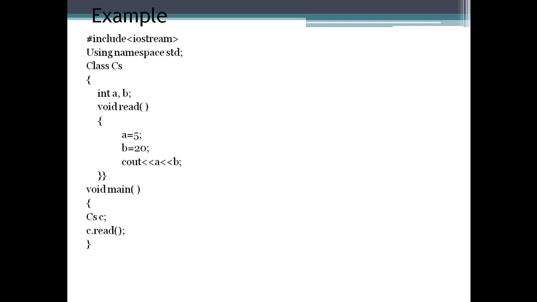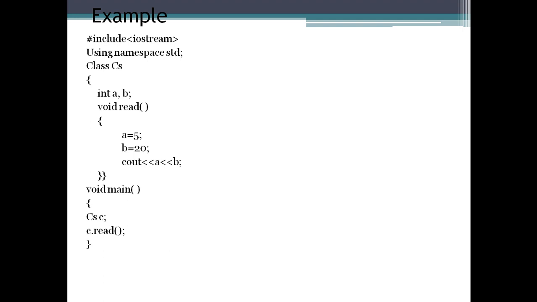In the same example, with a slight modification, if I declare a class called cs, and declare two data members called a and b and a method called read, and you are assigning values for those members, so a is equal to 5 and b is equal to 20, then you are printing with an output statement, cout a as well as b.